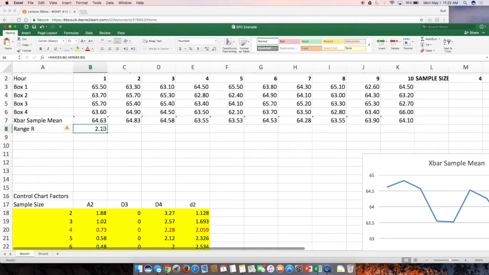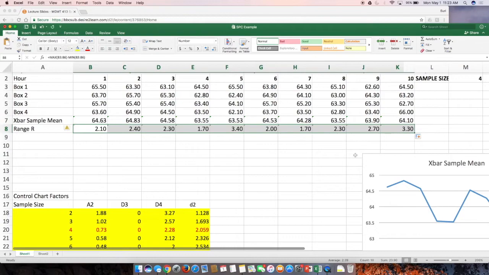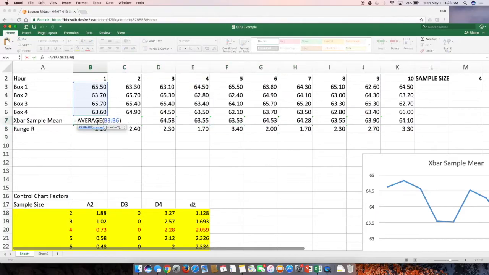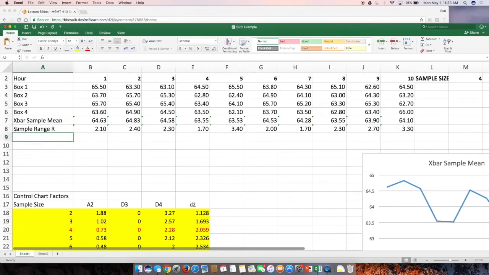Similarly, go ahead, drag and drop, and tell me once you're done. In fact, I'm going to call this sample range as well, because this is the range from within your sample. And what we want to do is, again, I'm going to draw a chart with just the range values.